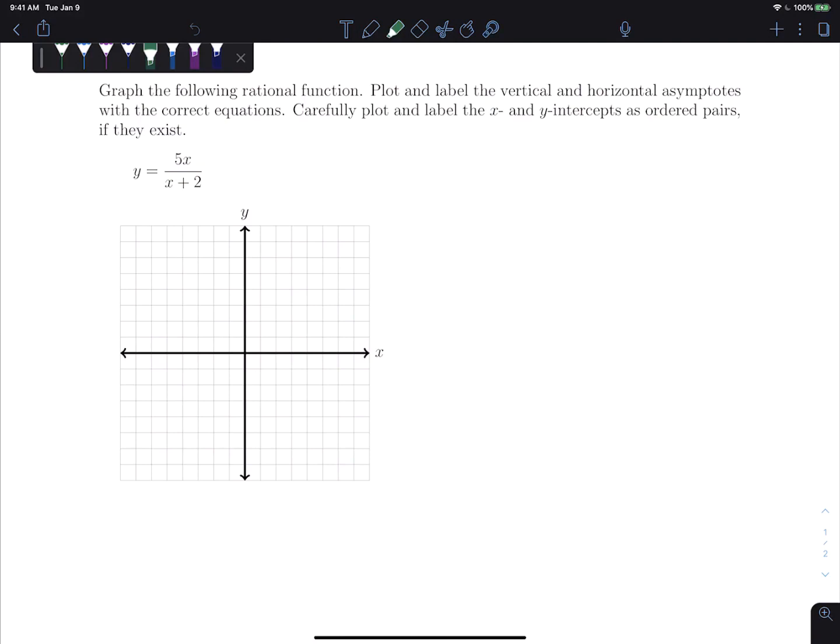Okay, let's start out with the vertical asymptotes. To get the vertical asymptotes, we take the denominator and set it equal to 0 and solve. So we get x equals -2. I'm going to go ahead and graph that as a vertical dotted line at x equals -2.